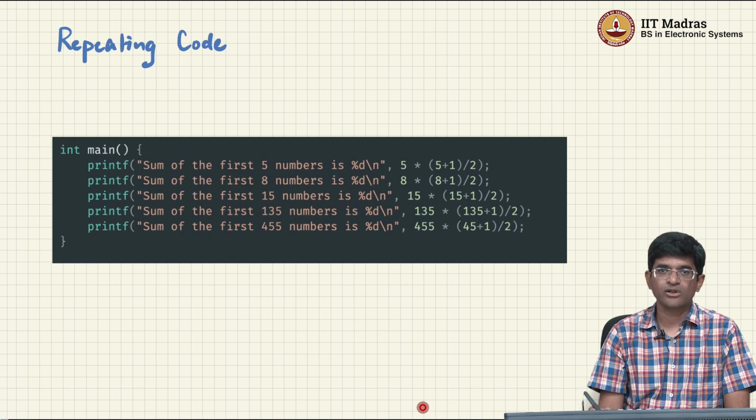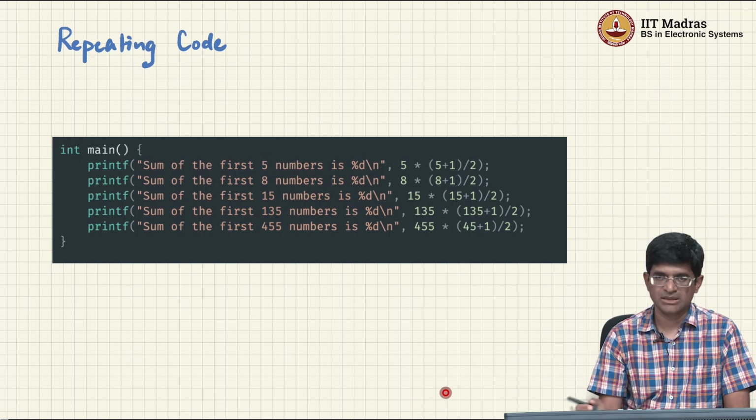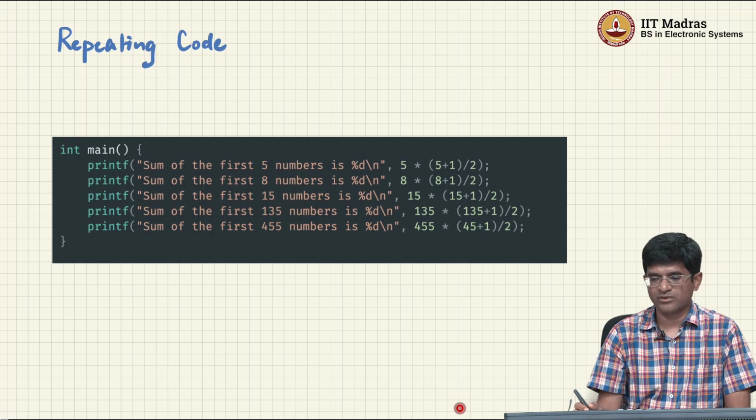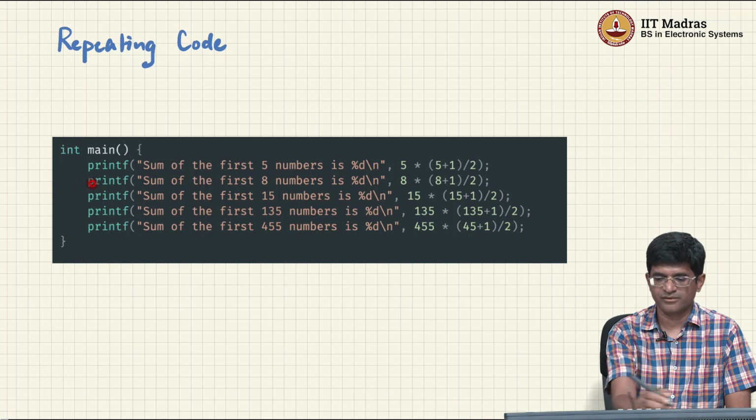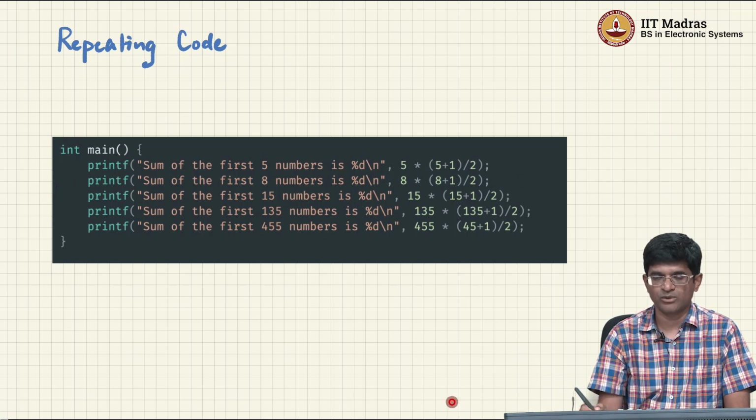What I've got is a small piece of code out here that essentially has a bunch of print statements, right? So the first printf says sum of the first 5 numbers is %d, and then it has a value that's computed out here. It says 5 into 5 plus 1 by 2, in other words, I know the formula for the sum of the first n numbers, and I'm just applying that. So I'm not actually writing any code to compute the sum of the first 5 numbers, I just use the formula. Now somebody else asks for the sum of the first 8 numbers, fine, I have another printf that has this value 8 into 8 plus 1 by 2, and so on, right. So I have 5 such things.